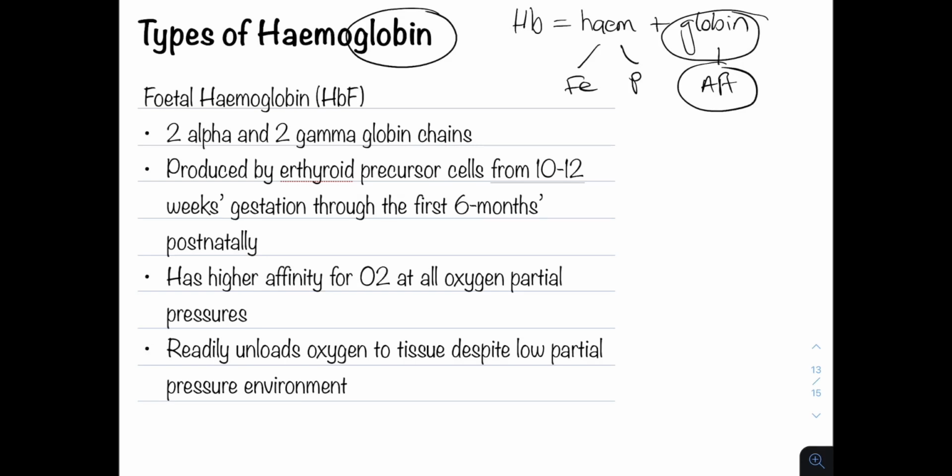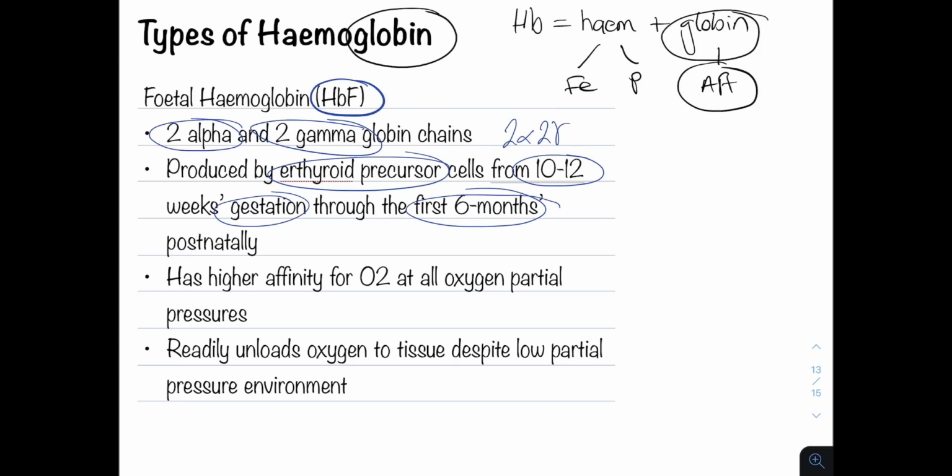So let us start with fetal hemoglobin. This is the first hemoglobin that we produce once we are in fetal life. So fetal hemoglobin, abbreviated HbF, has two alpha and two gamma globin chains. So if you were to write this, you would write two alpha and two gamma. It is produced by the erythroid precursor cells from 10 to 12 weeks of gestation, and very importantly, it continues to be produced and continues to be present in circulation through the first 6 months postnatally, so that is the first 6 months of life.